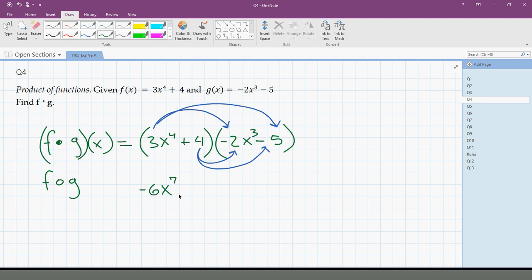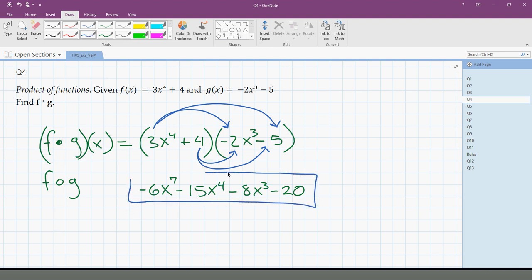And then 3 times the negative 5 is going to give me negative 15 x to the 4th. And then I have a negative 2 times 4 is a negative 8 x cubed. And then a negative 20. I cannot combine like terms because none of them are alike. So that will be your answer. So that's the product of f and g.